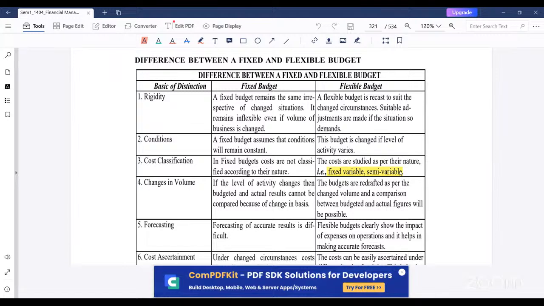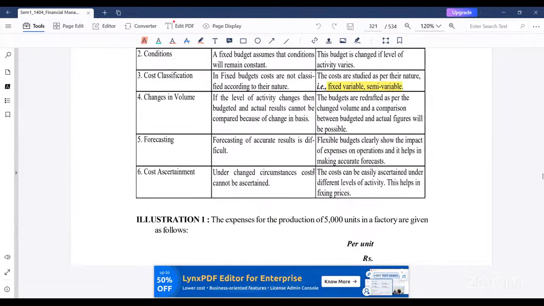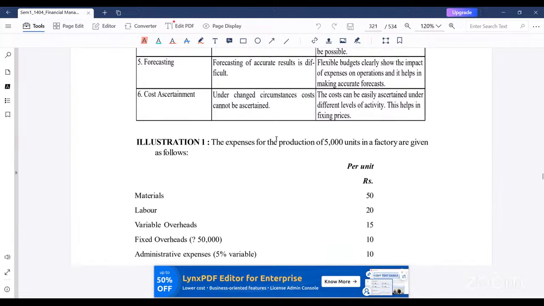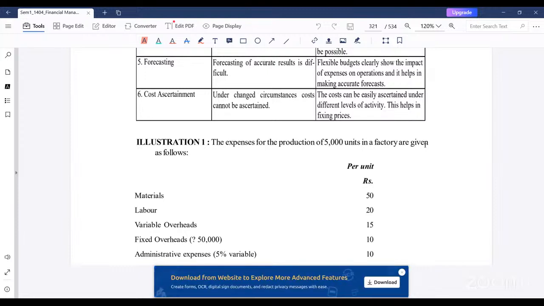The next one is semi-variable cost. To some level of output, it remains fixed. After that certain level, it keeps changing as per the number of units you increase. That is called semi-variable cost. Now, if you look here, this is the flexible budget they have given. The expenses for the production of 5,000 units in a factory are given as follows. If you are producing 5,000 products, the cost you are going to incur is given over here.